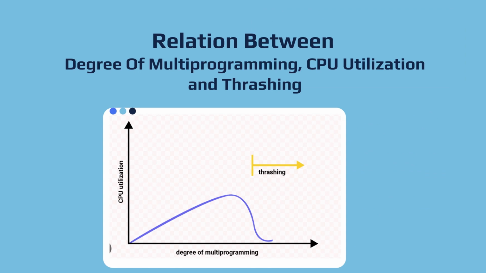Here is a very interesting visualization to understand the relation between degree of multiprogramming, CPU utilization, and thrashing. As the degree of multiprogramming increases, CPU utilization also increases. If the degree of multiprogramming is increased further, thrashing sets in and CPU utilization drops sharply, which we can understand from the plot of the graph. So at this point, to increase CPU utilization and to stop thrashing, we must decrease the degree of multiprogramming.